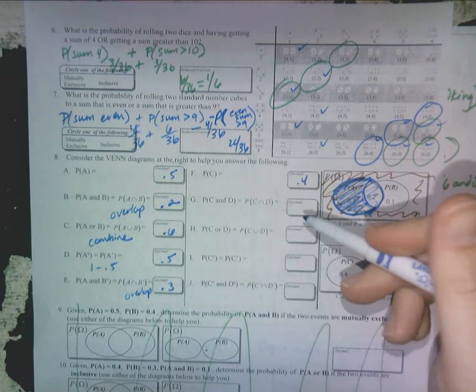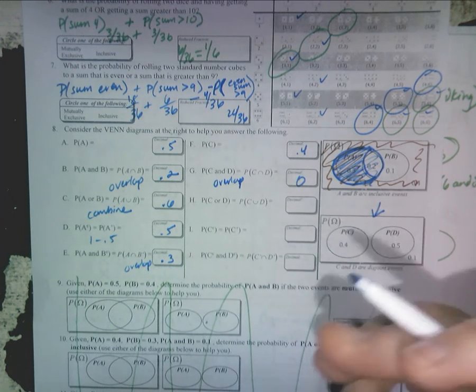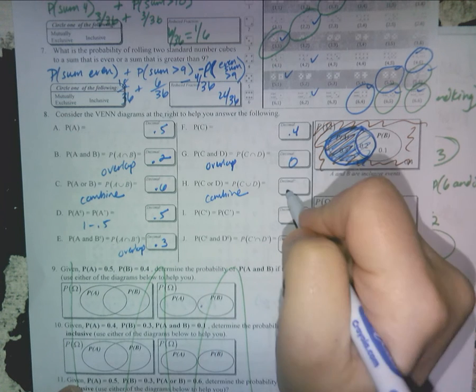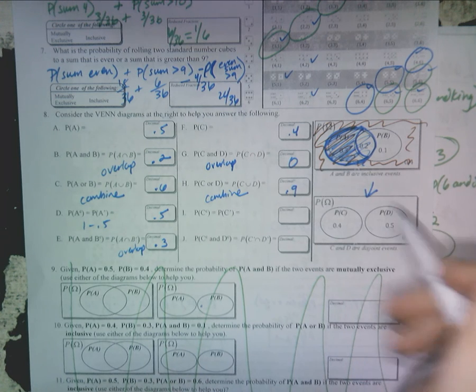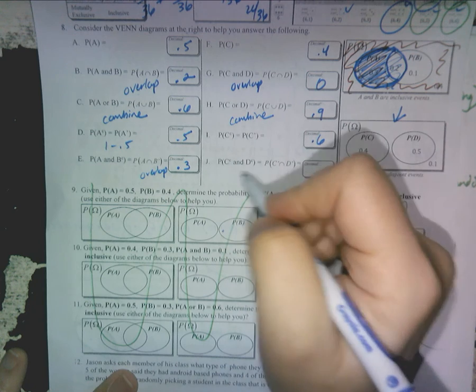0.4. And remember, that means where they overlap. Are they overlapping? No. 0. Or means uniting them, combining them, which would be 0.9. The complement of C, which means everything that's not in the C circle, which is a total of how much? 0.6. Good job. And the complement of C and the complement of D, where they overlap.